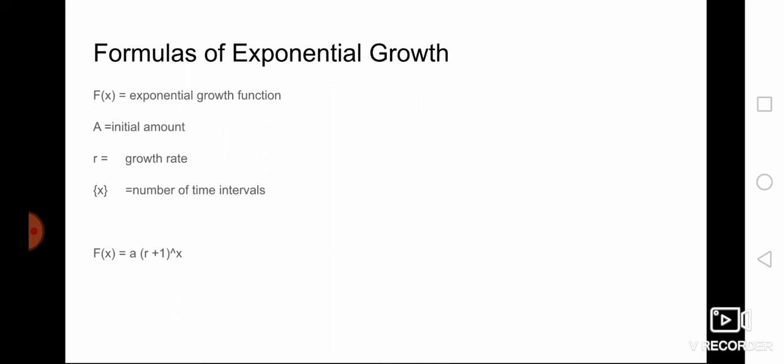Here's the formula of exponential growth. f(x) is equal to the exponential growth function. a is the initial amount, r is the growth rate, and x is the number of intervals. Here's the function: f(x) = a(r + 1)^x.